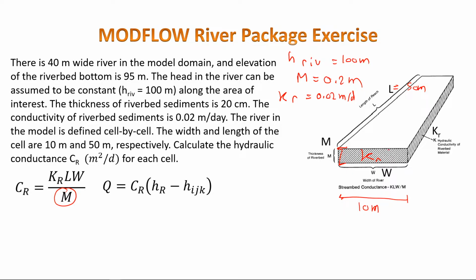And by the way, this hydraulic conductance could be different for each cell, because for each cell your M, the thickness of the riverbed, could be different. The hydraulic conductivity of the river could be different, and the width of the cell could also be different. But that's easy. So we have this guy, this guy, this guy, this guy. Then we can solve for this guy.